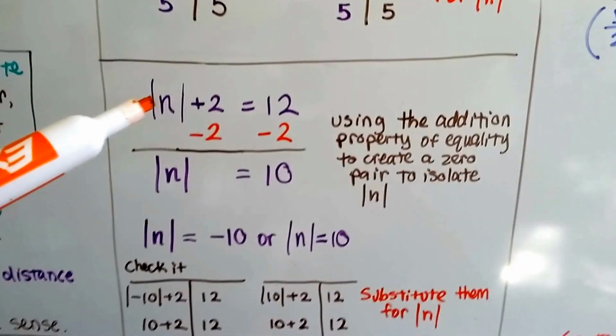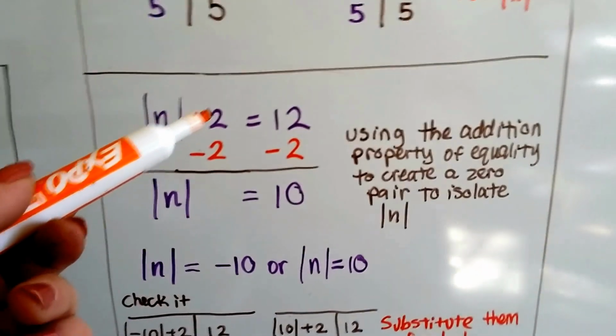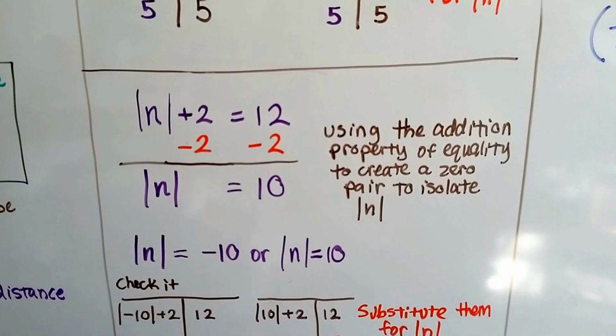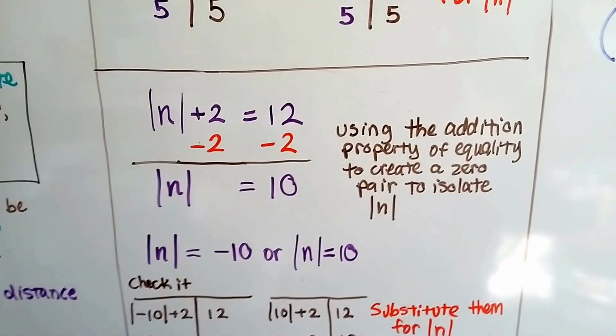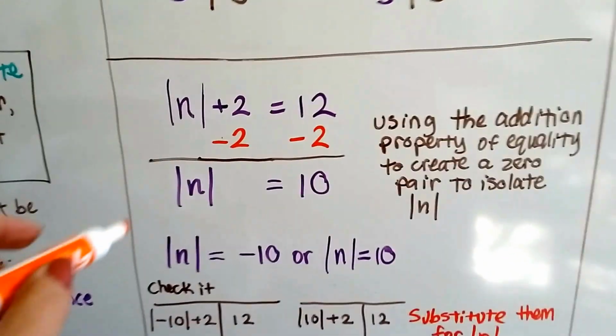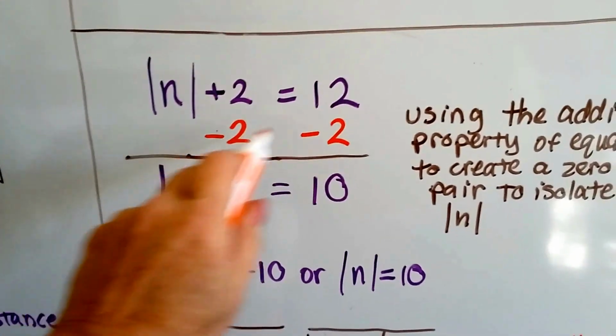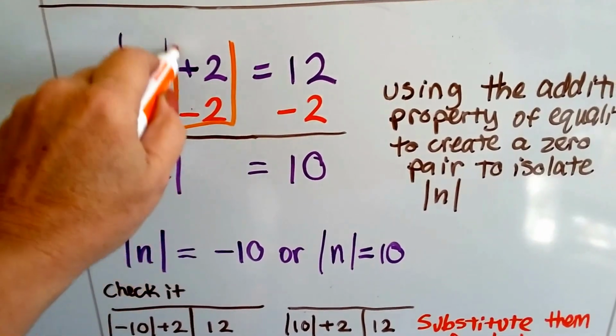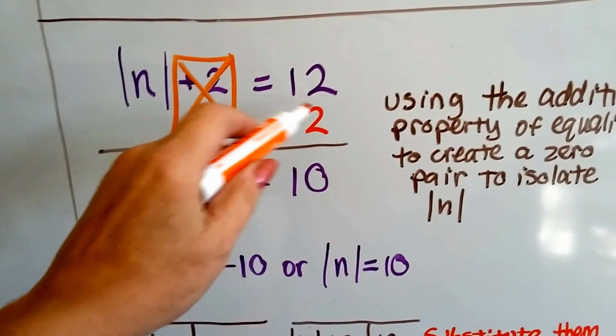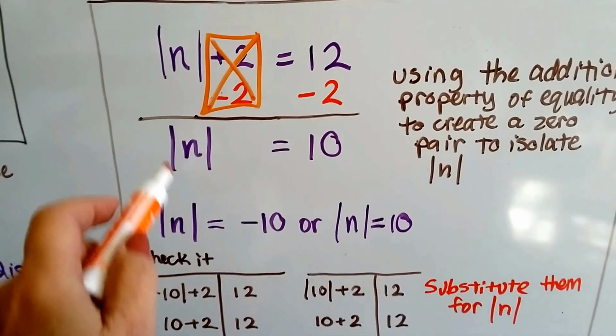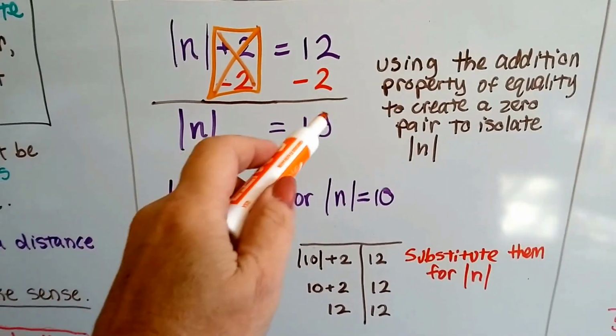If we have the absolute value of n plus 2 equals 12, we can use the addition property of equality to create a 0 pair to isolate the n, can't we? We can subtract 2 from each side, and that'll create a 0 pair right here and get rid of it. And then we subtract 2 from this side, and we get a 10. So now we know the absolute value of n is 10.